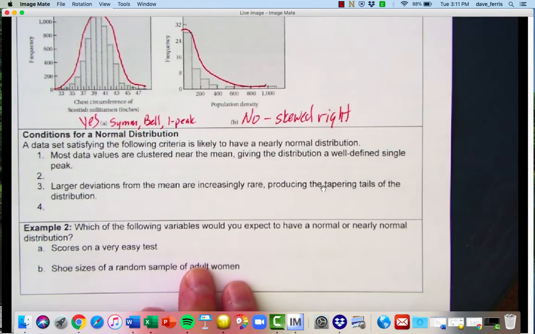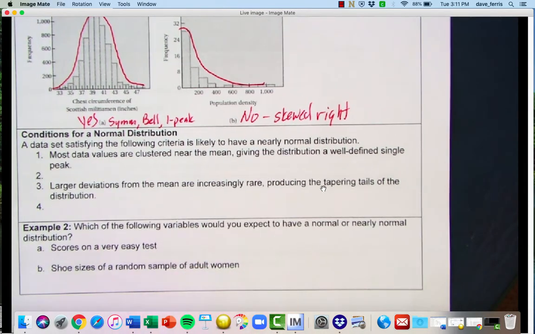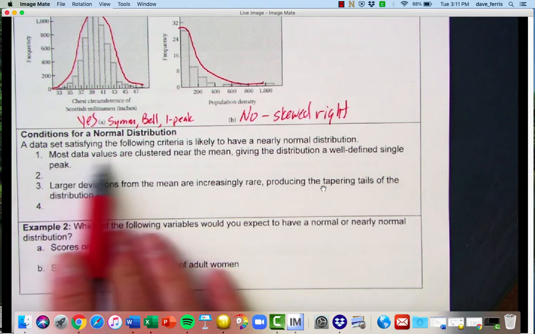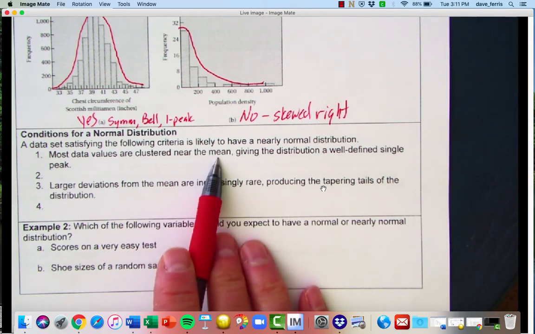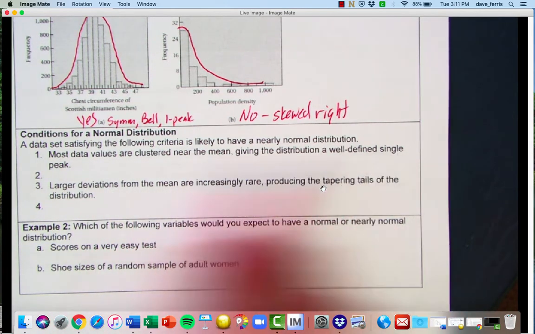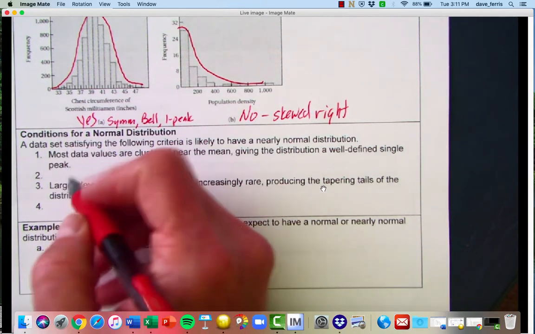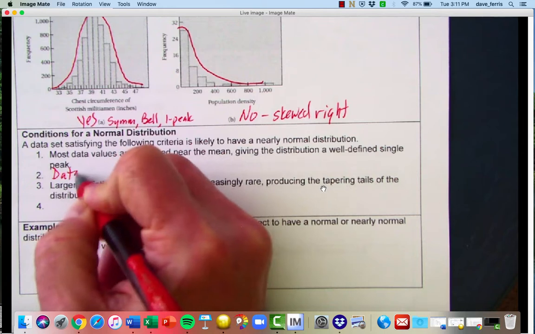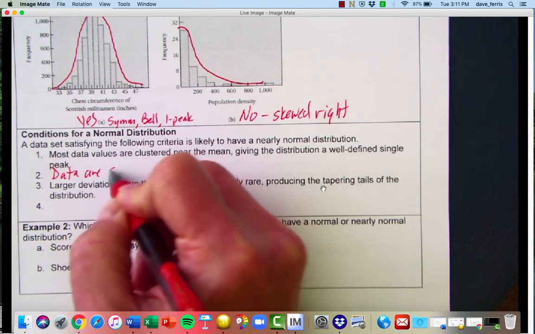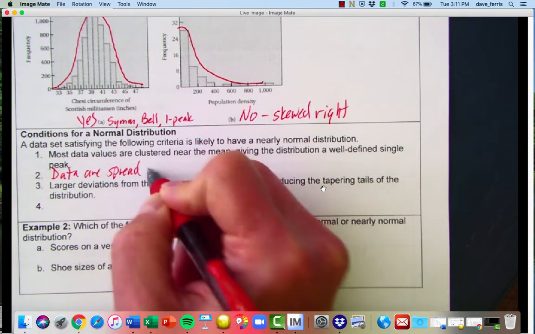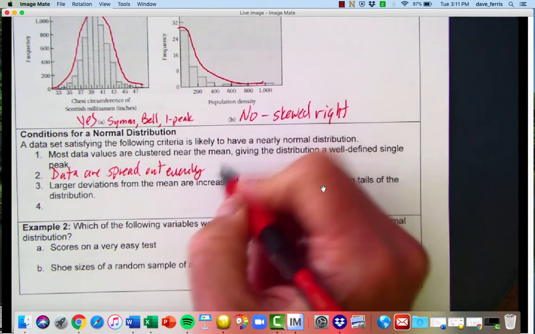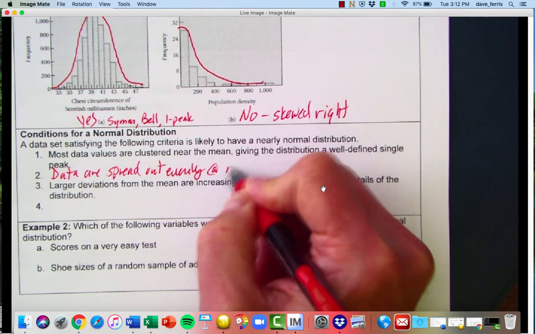Your book also talks about 4 criteria, and 2 of which are just printed here, copied and pasted. So we're going to fill in 2 other ones. One of the features is that the data are clustered near the mean, near the middle. And so you've got a well-defined single peak right in the middle. Another condition is the data are spread out evenly around the mean.